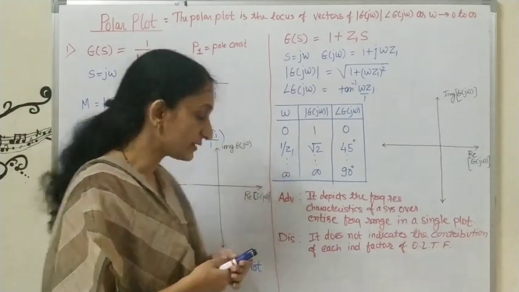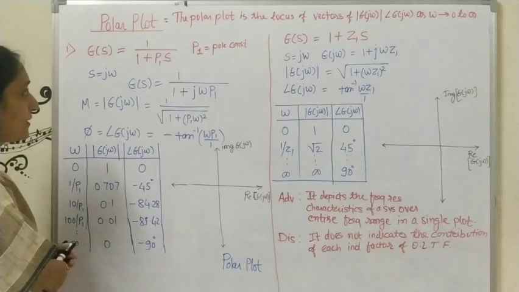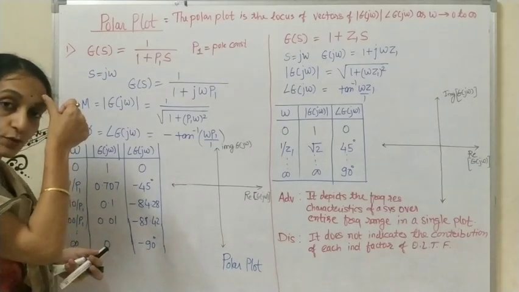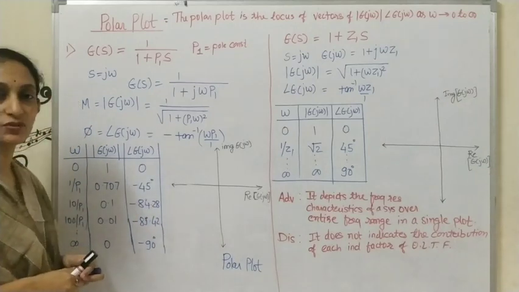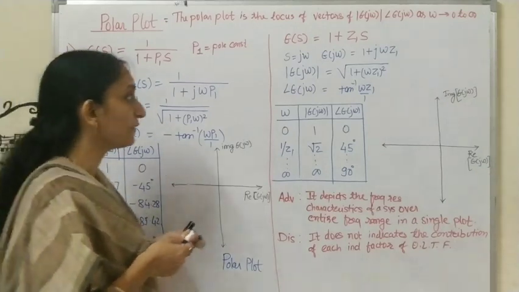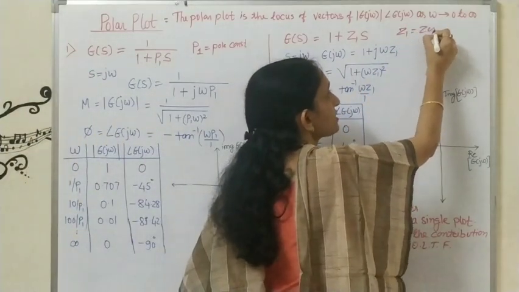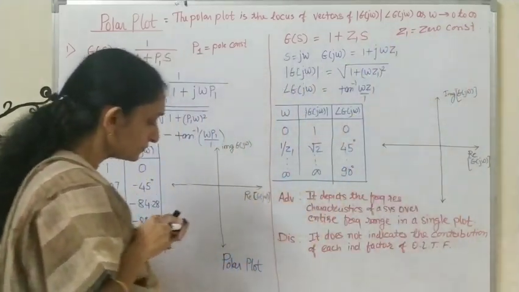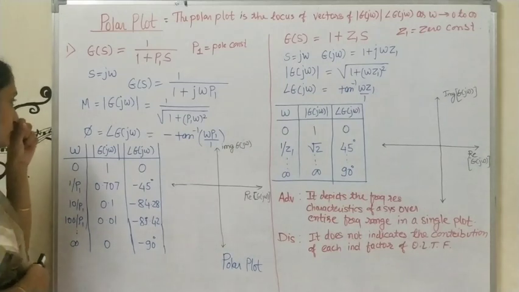Let's start. G(s) is equal to 1 upon 1 plus p1 s. So what is the procedure for drawing the polar plot? First of all, p1 is the pole constant. Here I have taken z1, so z1 is the zero constant. So the generalized transfer function is taken here.